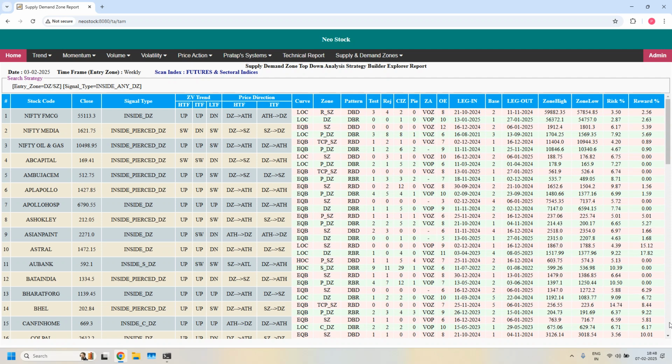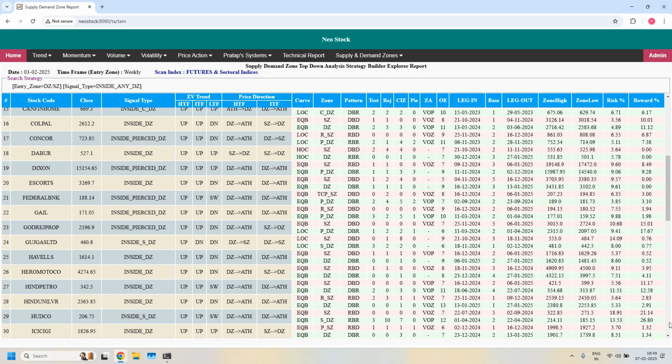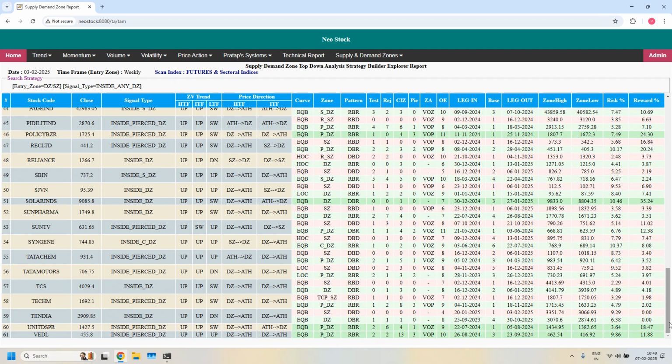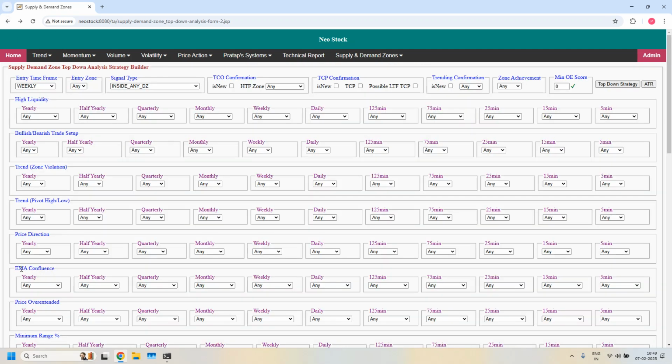I'm scrolling the list down. So total 61 stocks are filtered. Price closed inside weekly demand zone. We can further filter this list based on weekly demand zones having weekly EMA confluence. So let's set that filter on the 61 stocks.